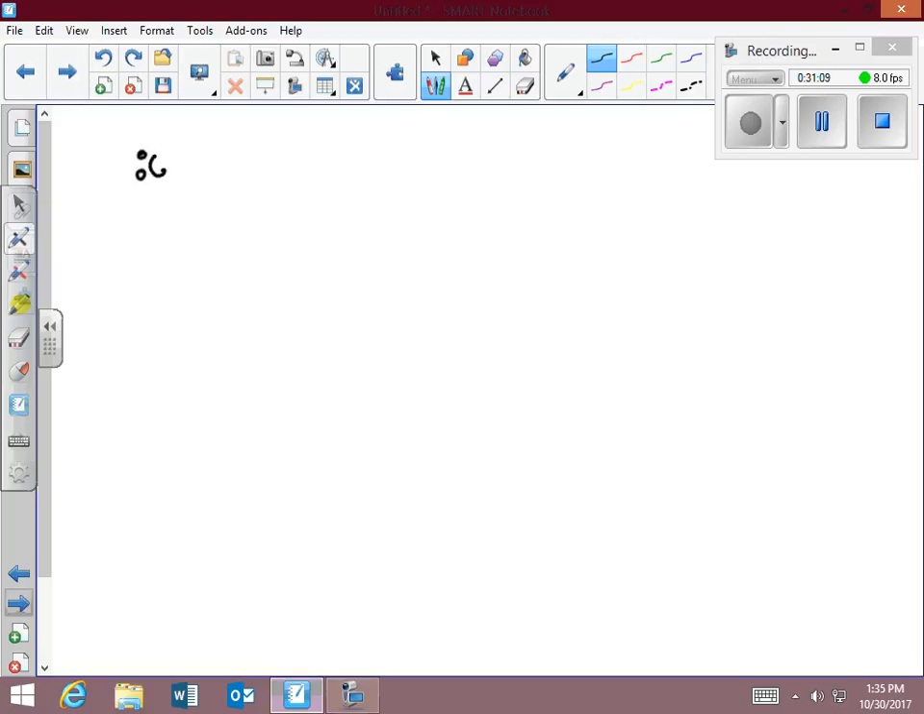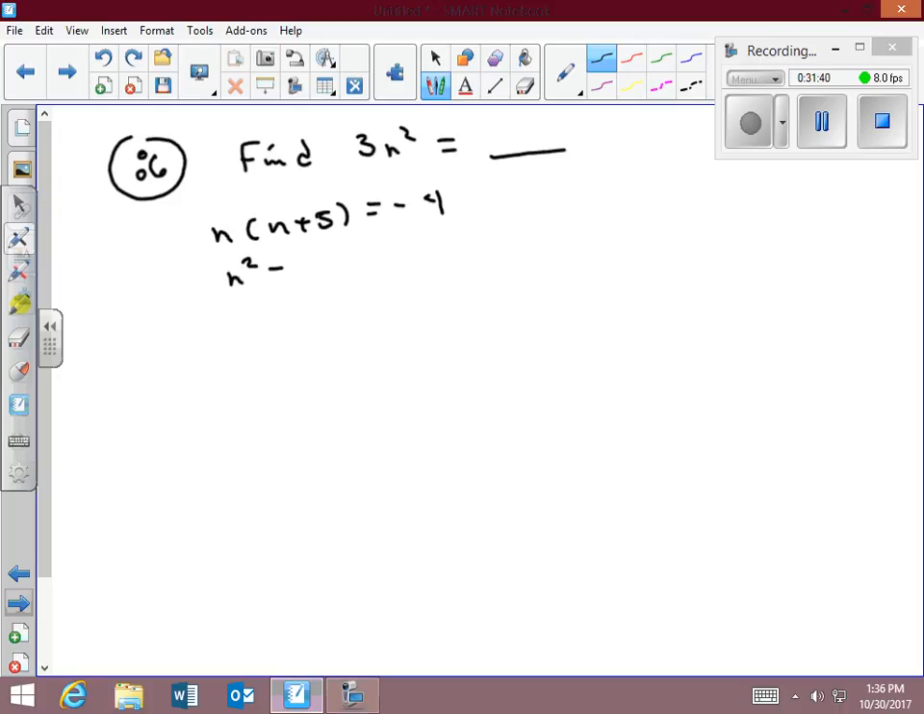86 says find 3n squared if n times n plus 5 equals minus 4. So what are you going to have to do with that? Just look at the algorithm. What's it say first to do with it? Expand it. n squared plus 5n equals minus 4. Then what? 0 by itself.